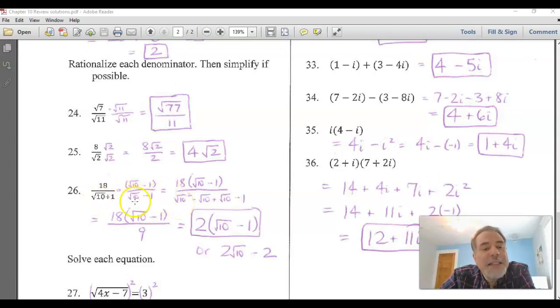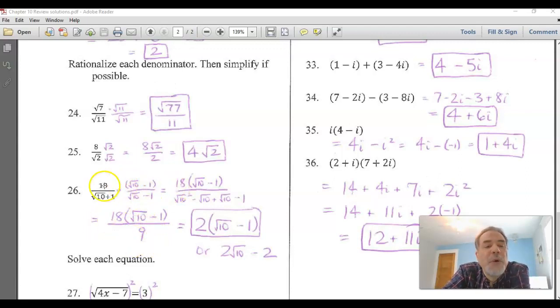The outside and the inside cancel out. One's a minus square root of 10 and the other's plus square root of 10. And then last we get the plus 1 times the minus 1 is minus 1. So that ends up just being square root of 10 squared is 10, minus 1 is 9. That way we end up with just a denominator that's just a simple whole number.